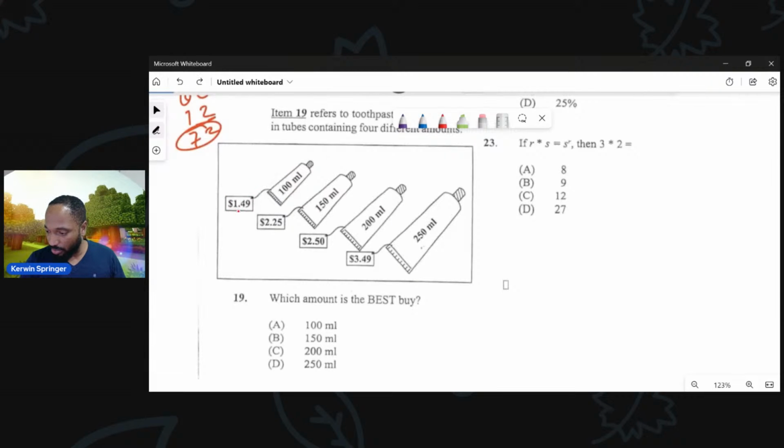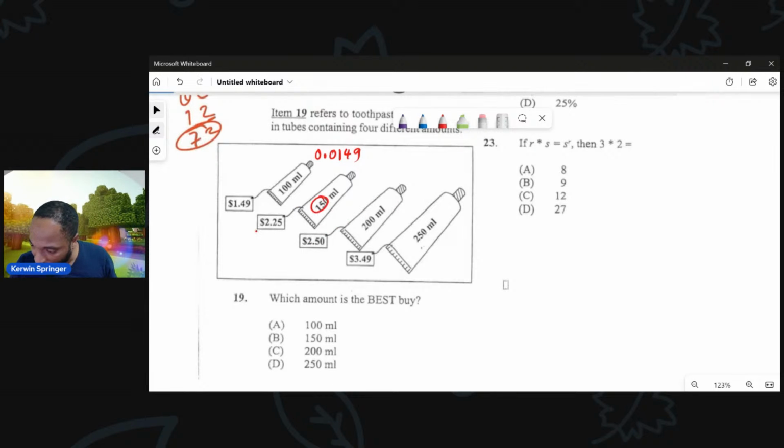So if I divide 1.49 by 100, I will get 0.0149, right? The point will go back 2 places like this. If I divide 2.25 by 150, you know what's happening there. If I divide this by 200, well, I know what to do.